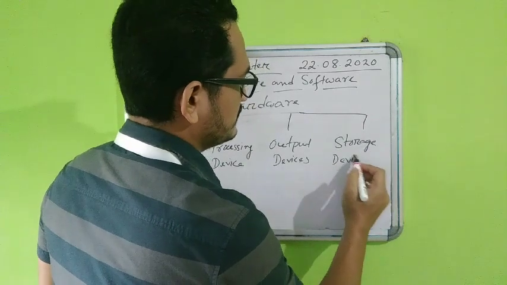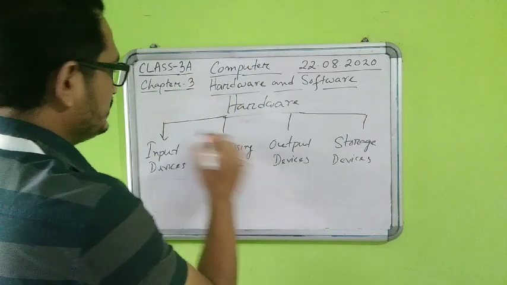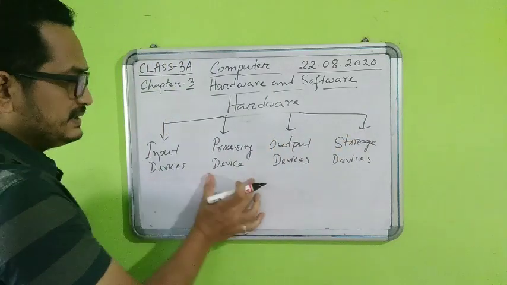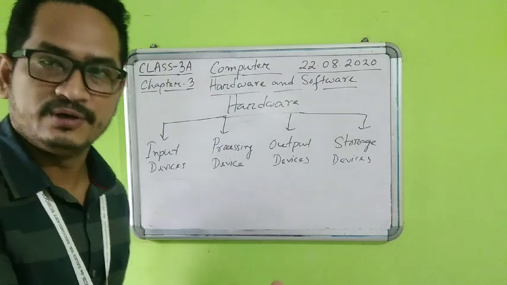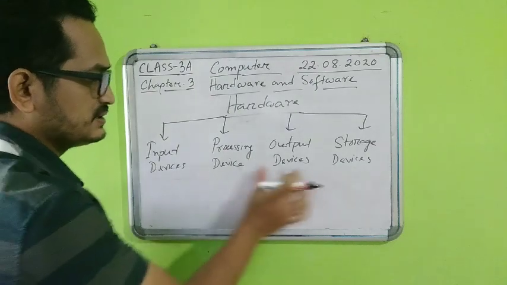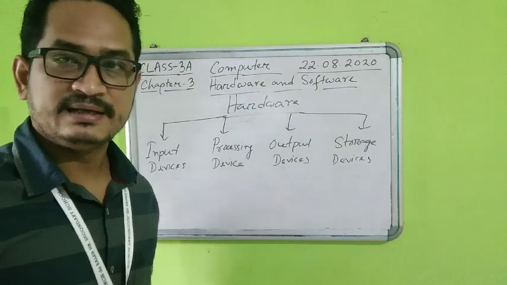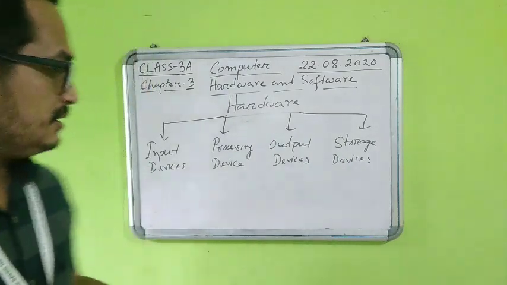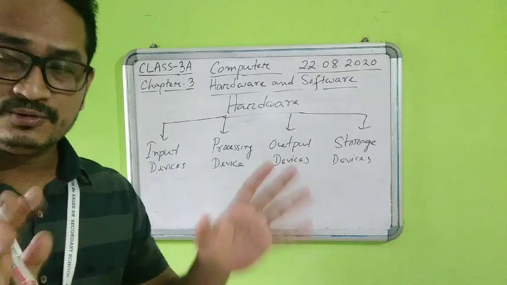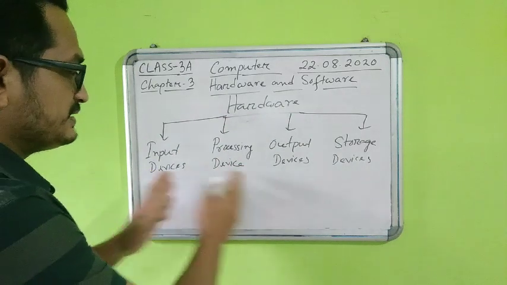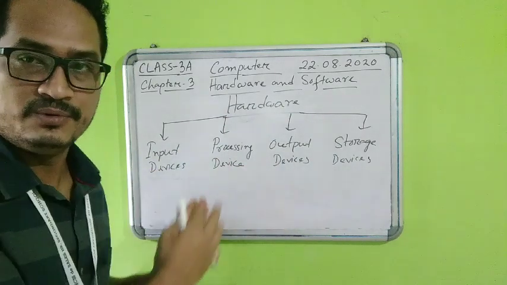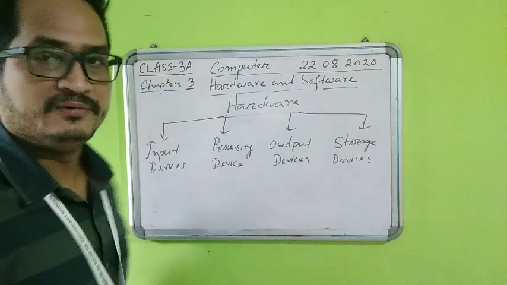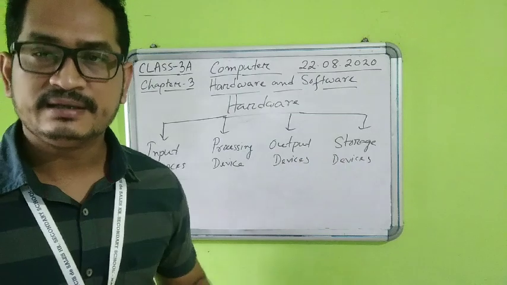Now students, by looking at these three things, you can understand this is the IPO model that we have discussed. That is input, processing, output. One extra is coming, that is the storage device, which we have not discussed in the IPO chapter. Now whatever devices we have classified as input, processing or output device, those will be coming under hardware. And one more extra will be coming, that is the storage device.